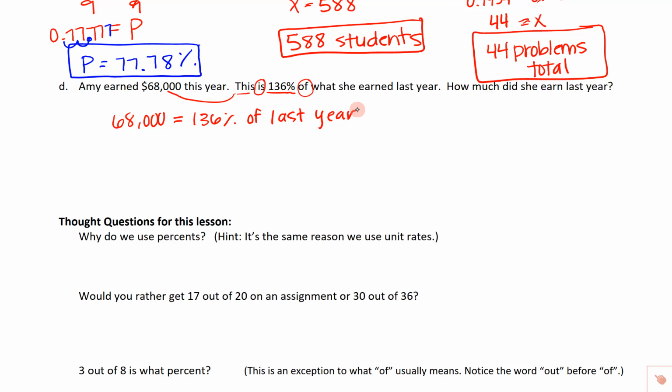Let's try to make an equation of this. Well, we already have the 68,000 equals 136%. Move the decimal point over twice to make it a decimal number. So 136% is actually 1.36 as a decimal. And then of last year. We don't know last year's amount, so we're going to use x. It's 1.36 times x. To get x by itself, we're going to divide by 1.36.